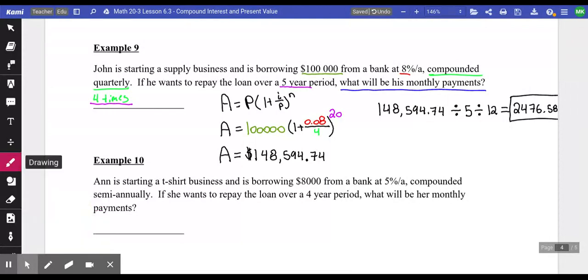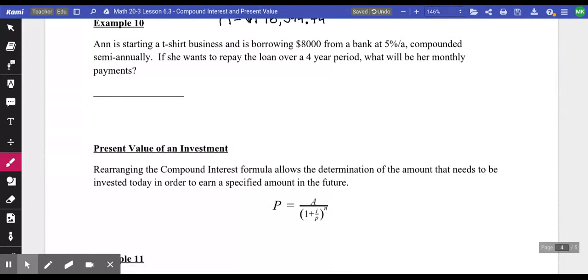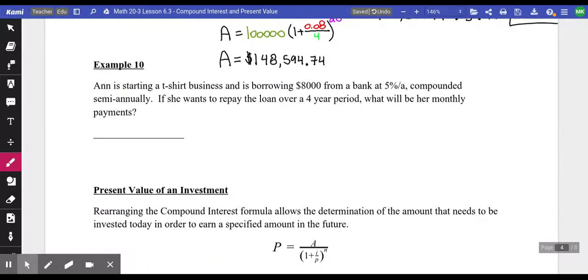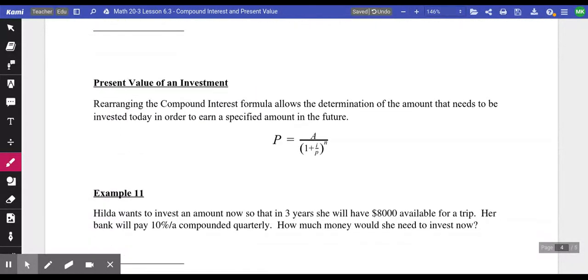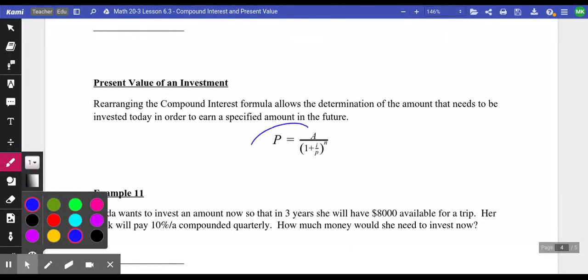Awesome. I think that does it for those types of questions. You can also figure out how much you have to invest to get a certain amount of money. So that's called present value. It's basically the same formula but rearranged. So you'll notice all the letters are the same.